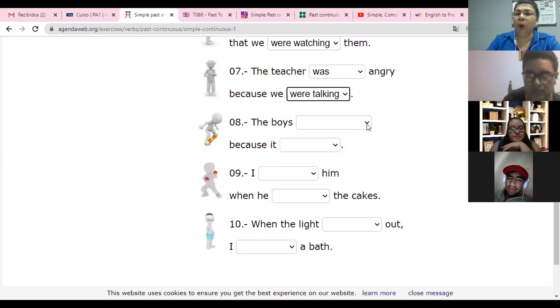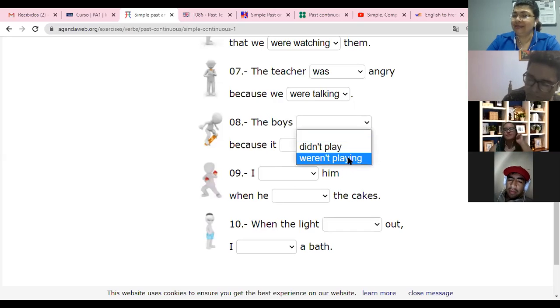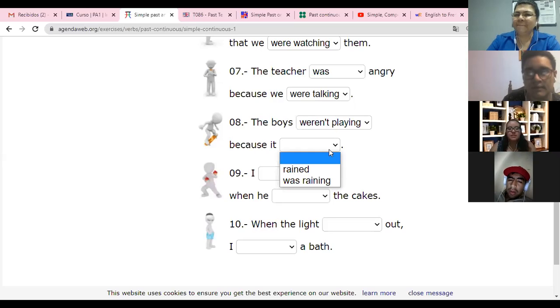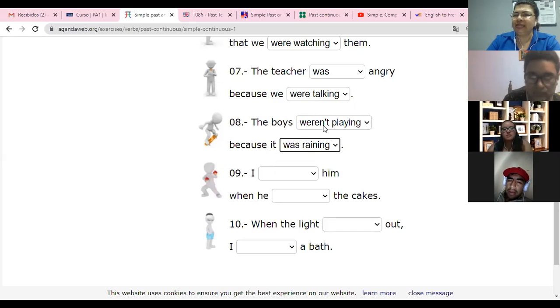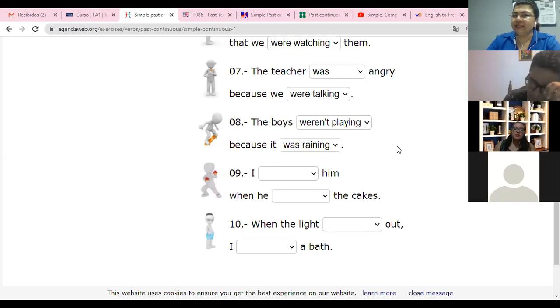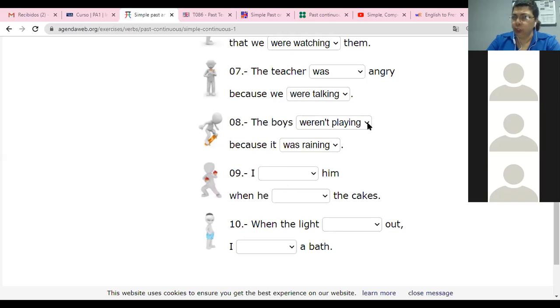All right. Okay. The boys weren't playing because it was raining. Then you have two continuous tenses here. Oh, I see. It was raining. Thank you, Aiden. Okay, then the boys were playing. Is that okay? No. So here, didn't play. The boys didn't play because it was raining. Yes. Okay, good.